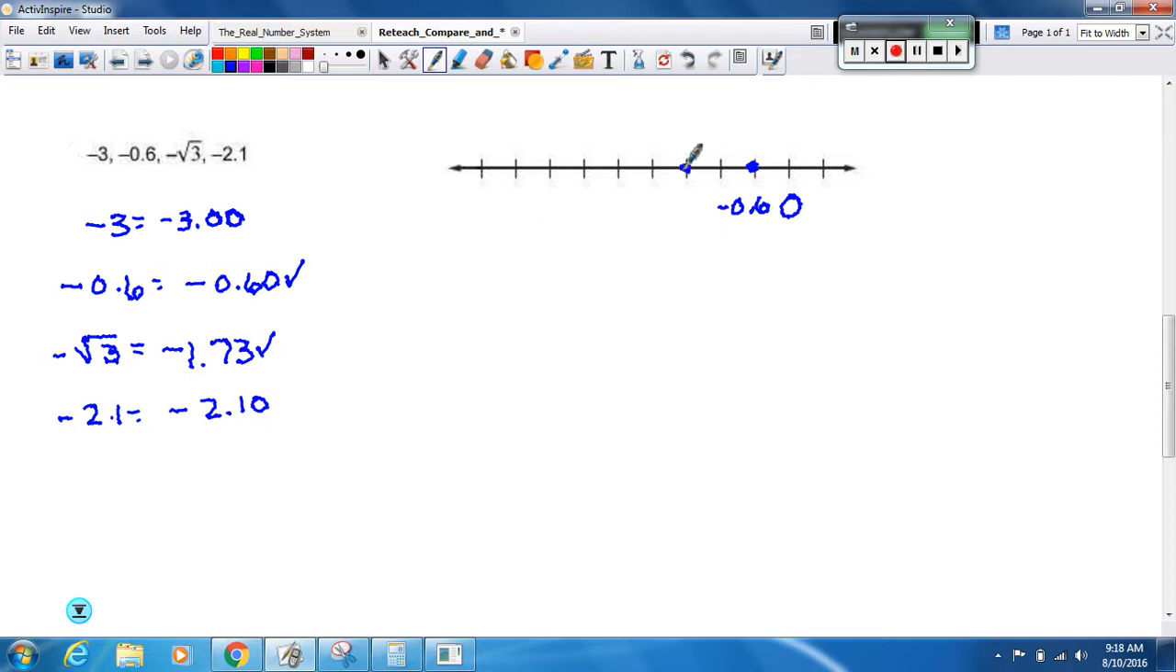I'm going to skip some spaces. I'm going to put that negative square root of 3. Sorry, my pen's running out here. Okay, negative 2.10 is negative 2.1. And negative 3 would be right here. So now you have them in order. Negative 3, negative 2.1, negative square root of 3, and negative 0.6.